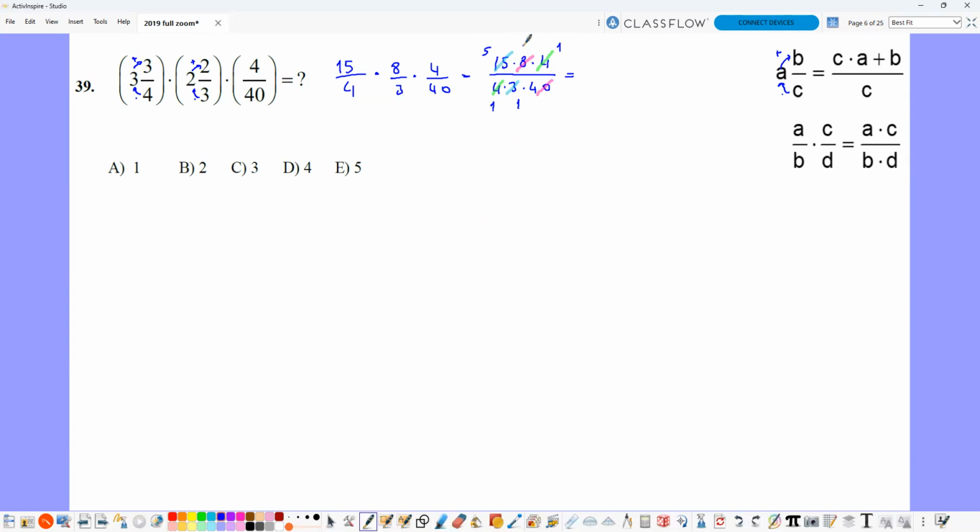8 divided by 8 is equal to 1. 40 divided by 8 is equal to 5. Then here we have 5 times 1 times 1, 1 times 1 times 5. Still we can simplify 5 and 5. And I'm going to simplify like this here.